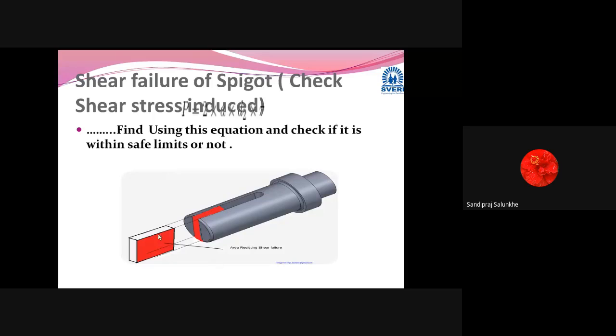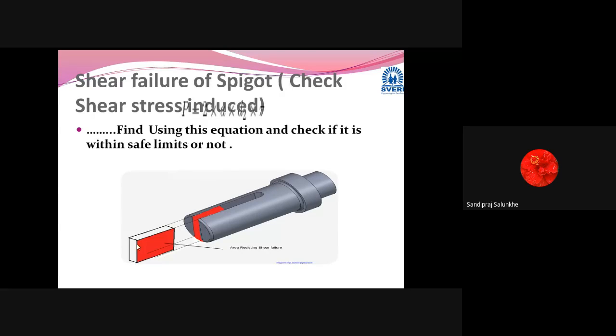See, this area will get sheared because of this pin. So this area, we have to double it because shearing is occurring from both sides. So this area we have to calculate. This area will definitely be this length multiplied by this length.